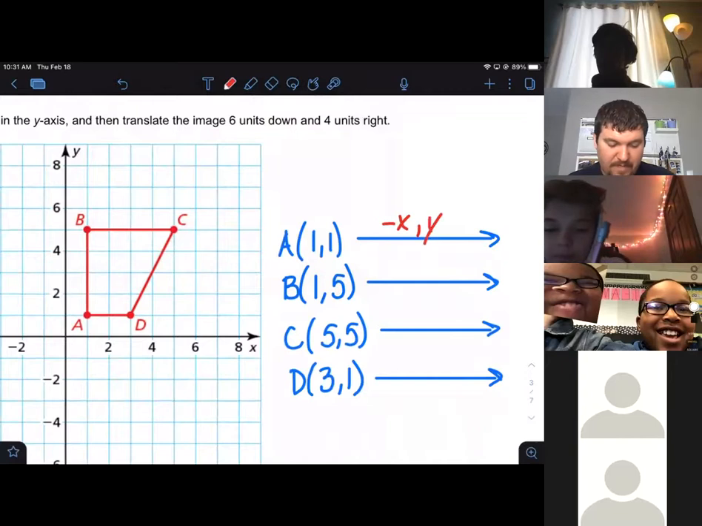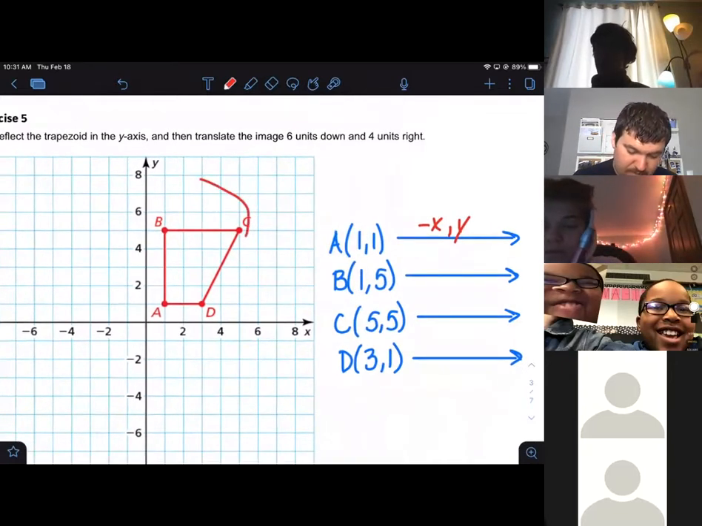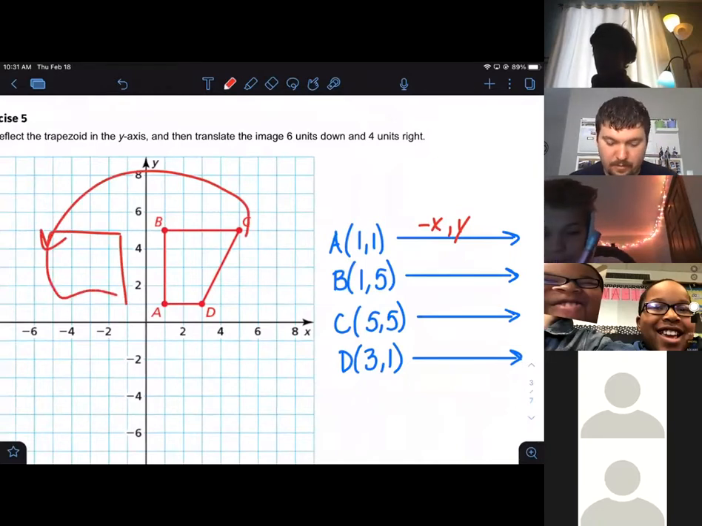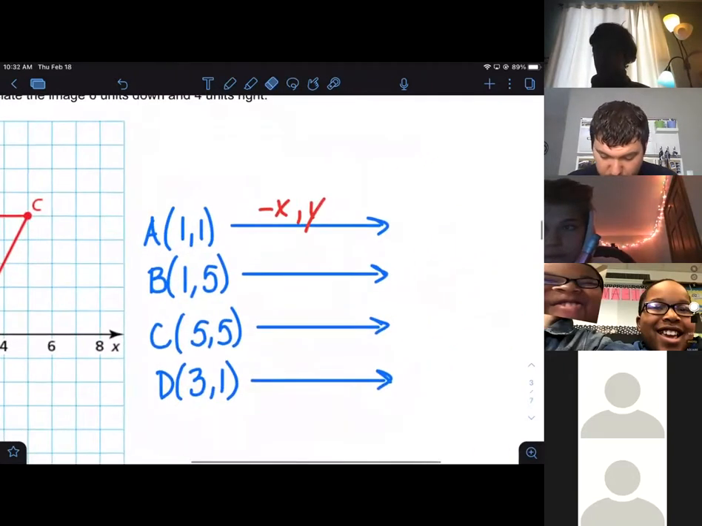It just takes the opposite of the x-coordinate, because if you're reflecting over the y-axis, it's going to switch from positive x to negative x, but the actual shape isn't going to move up or down. So it's not going to affect the y-coordinate at all. So our A prime is going to be negative 1, 1. Okay, what about our B prime?